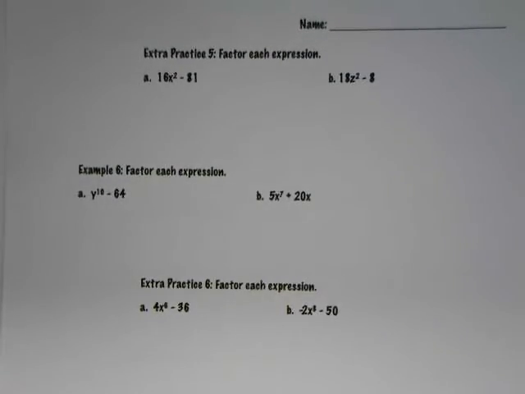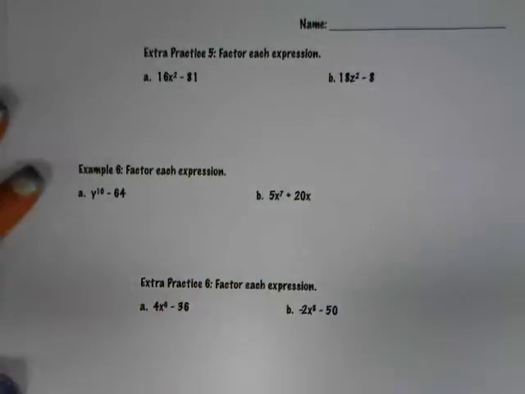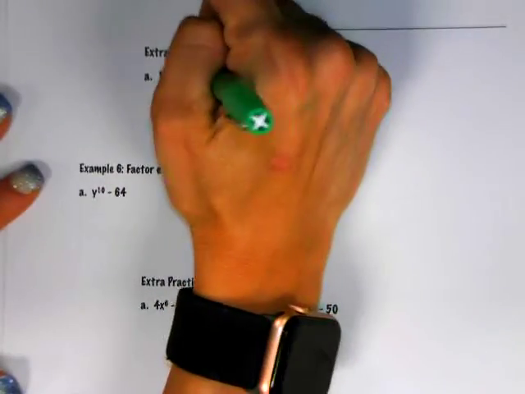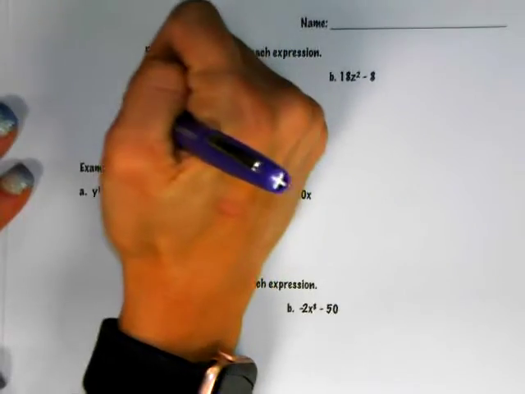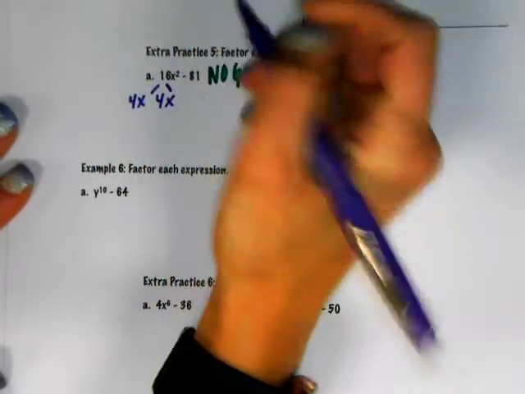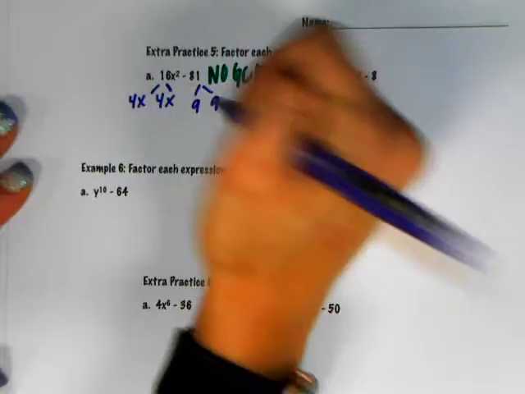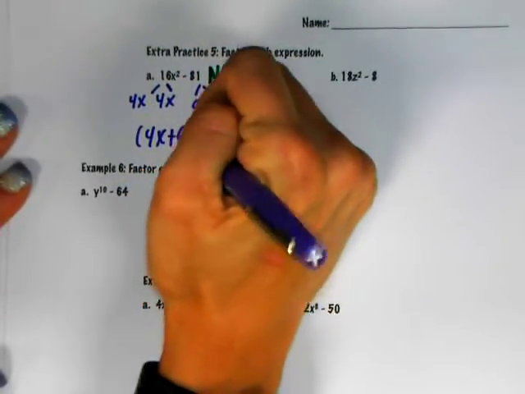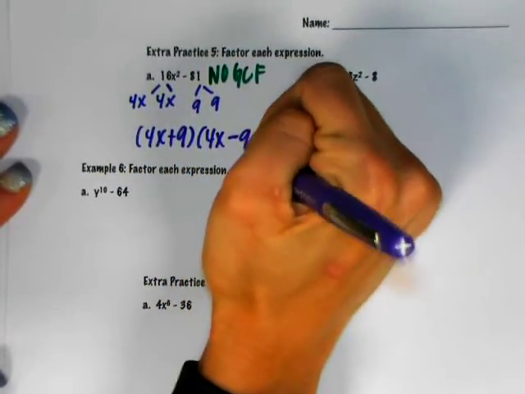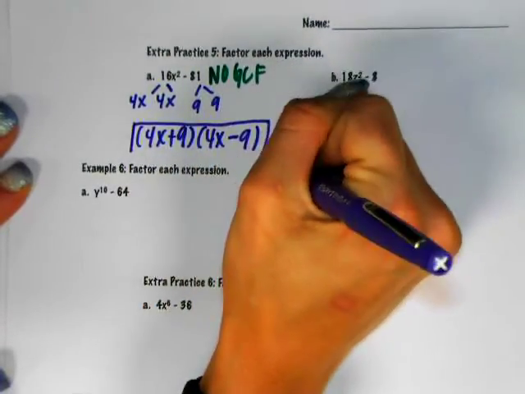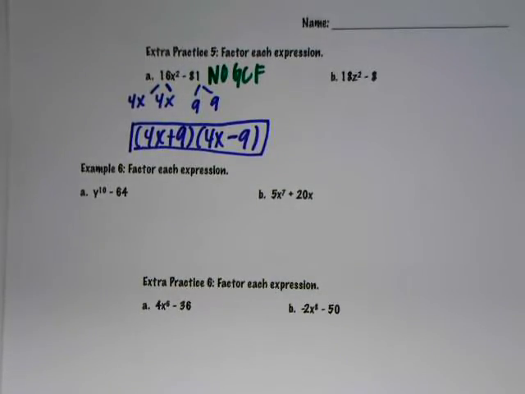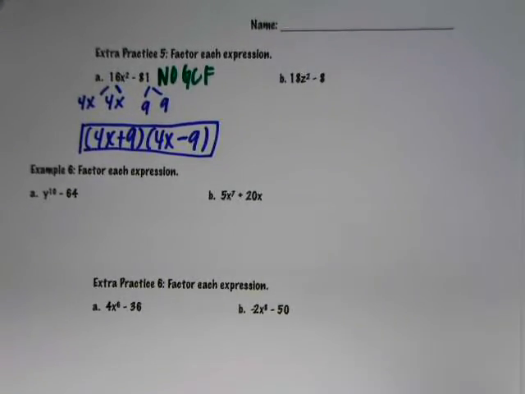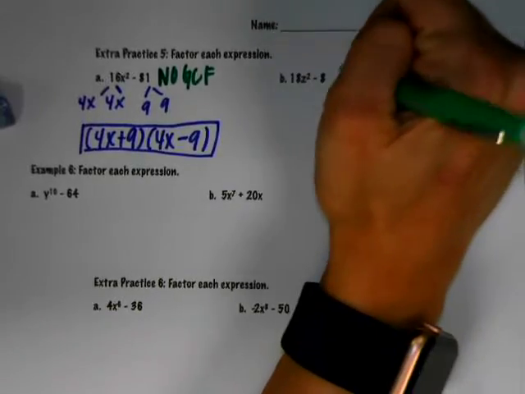Okay. For the first one, is there a GCF? No. Nope. Okay. 16x squared is what times itself? 4x. Mm-hmm. And then what about 81? 9. Mm-hmm. And then 1 plus and 1 minus. Okay. And then does B have a GCF? Yes. What is it? 2.